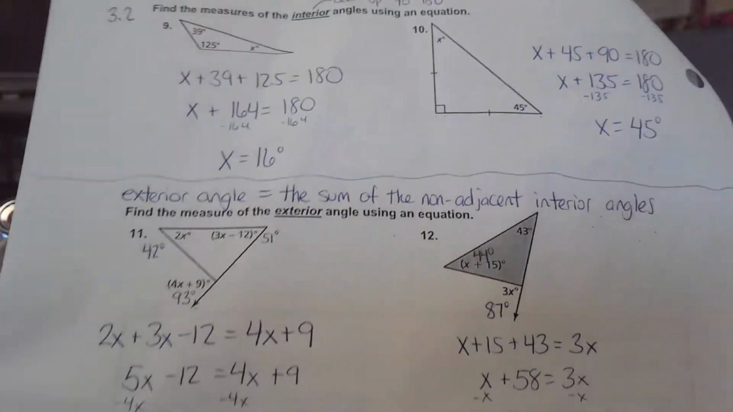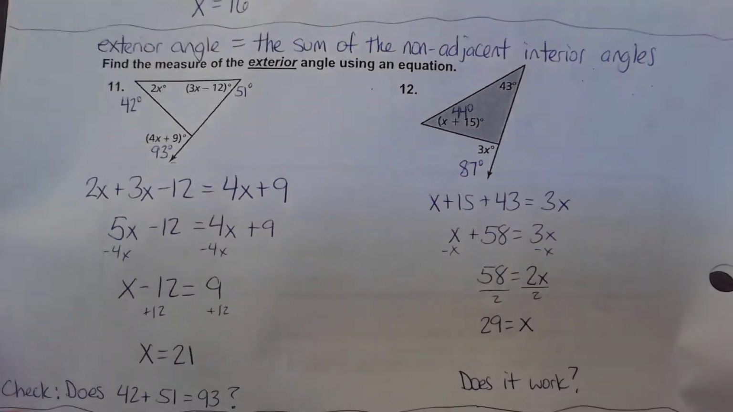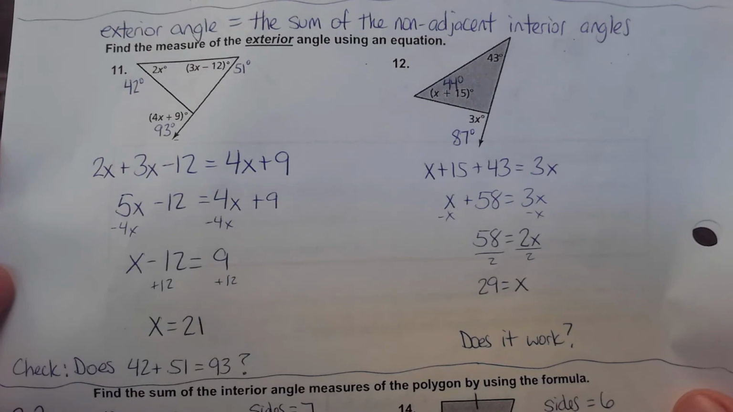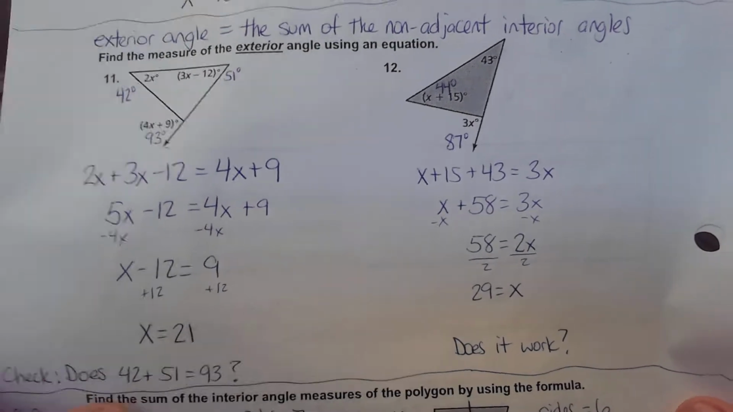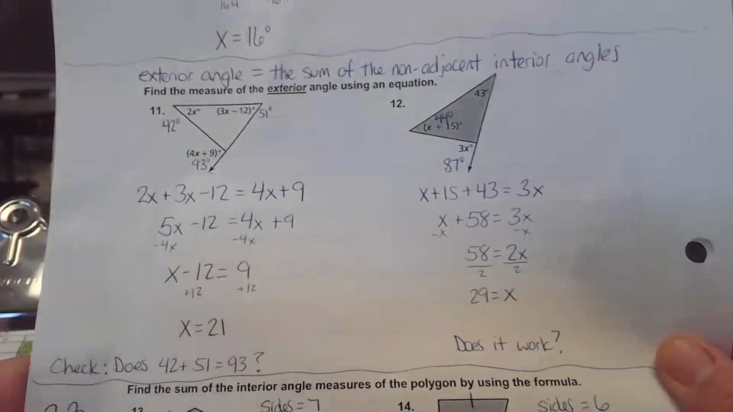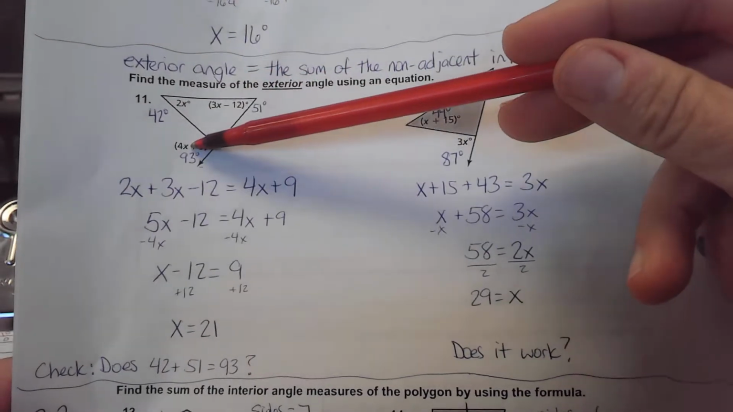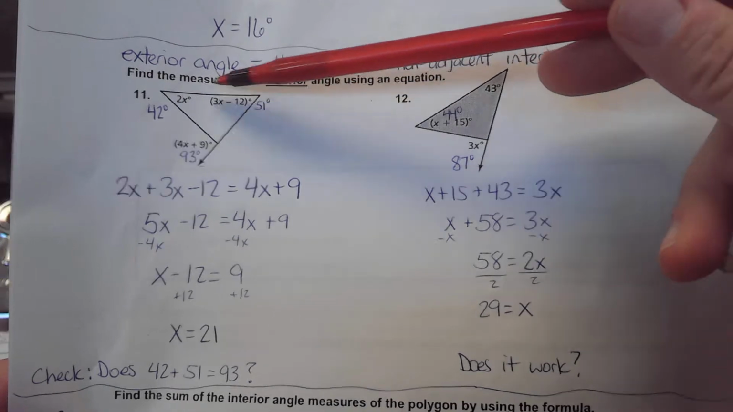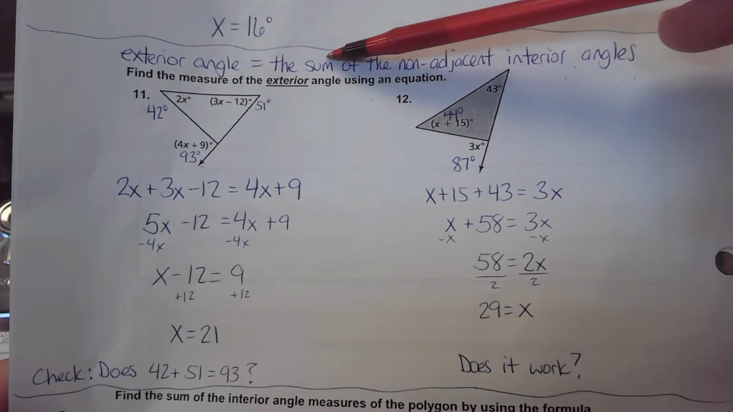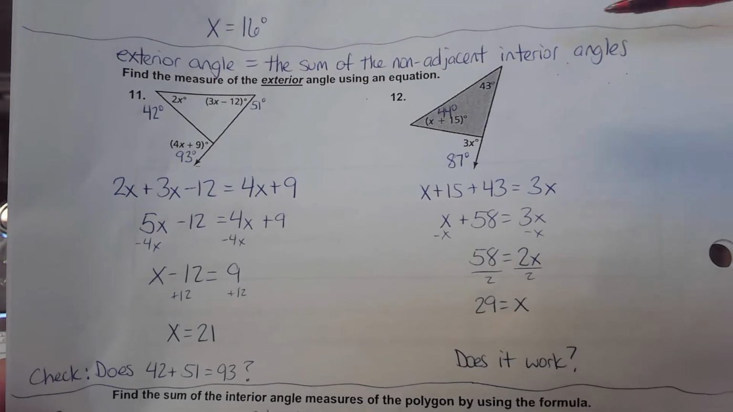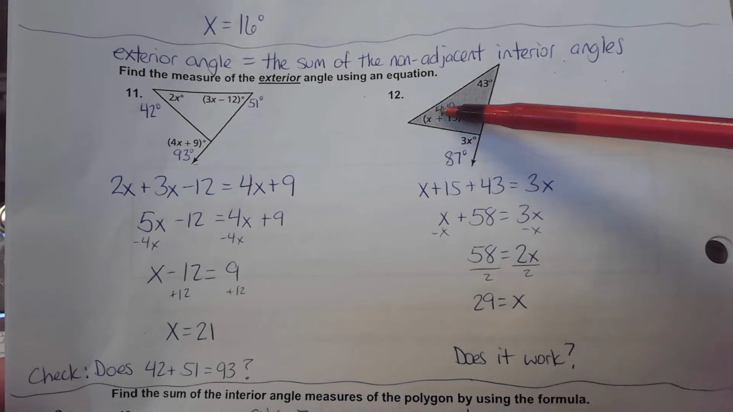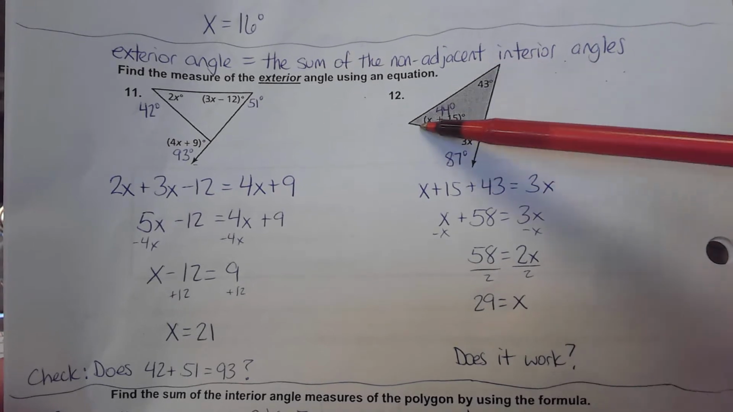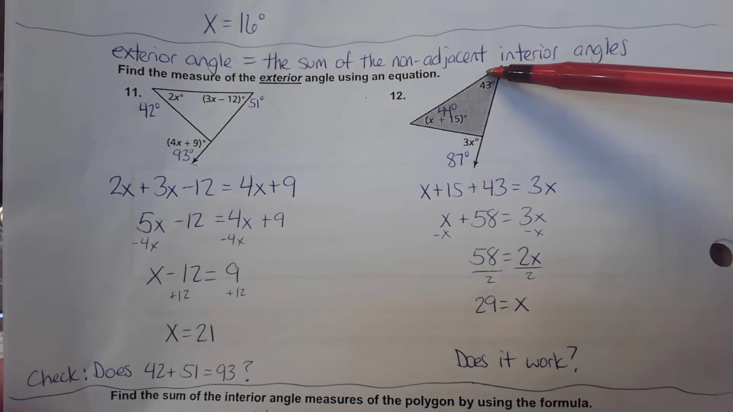Next section, exterior angles always equal the sum of the non-adjacent interior angles. So, sorry for my shakiness. This outside angle, the exterior angle, is equal to these two added together, the sum of the non-adjacent interior. This one is equal to those two added together. Exterior is equal to the two non-adjacent interior added together.